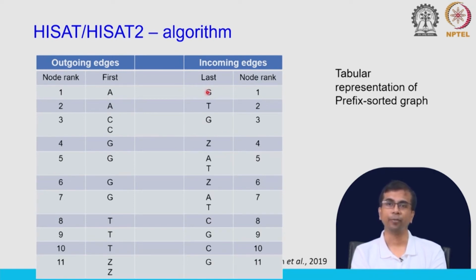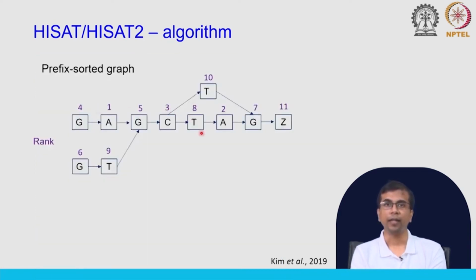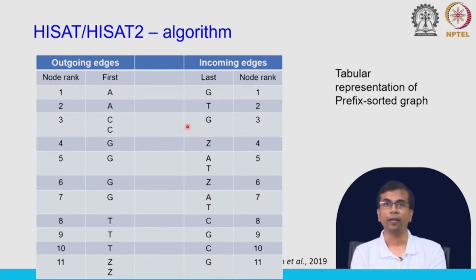Okay. So, G would be the node that comes before that. Similarly, for this one, A, what is the last node? That is T. You can see this. So, before A you have T. So, that is why you have written T here.